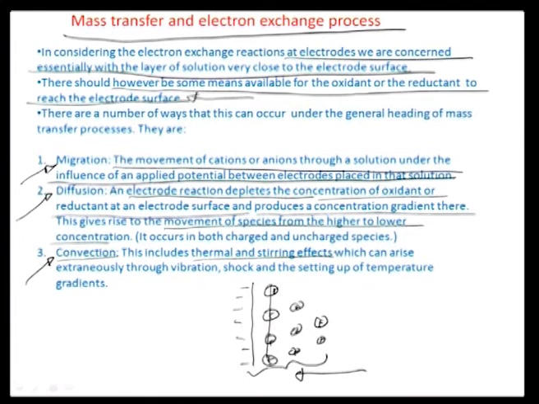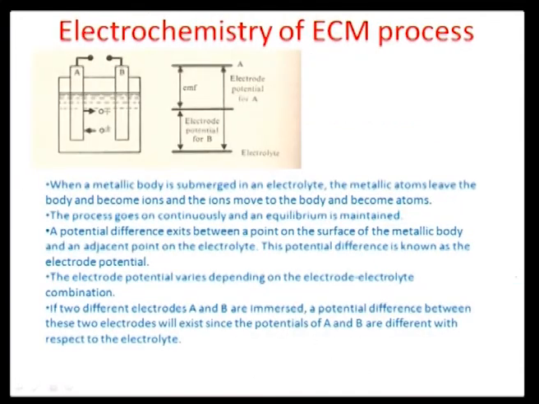So these are the three principal mechanisms by which the ions can move back and forth between the electrode and the solution and cross the double layer thus established. And that's the mechanism of mass transfer, which happens mostly in electrochemical machining processes. So let's look at the fundamentals of the ECM process here.